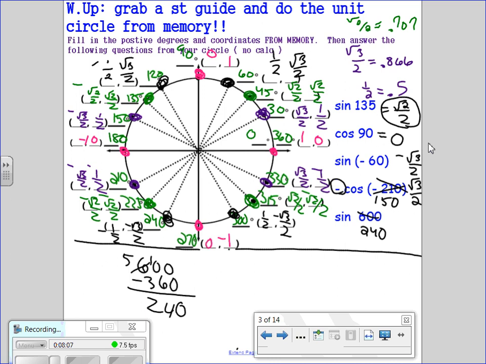Where's 240? Can you find it? It's right here, the third quadrant, black dot. So the sine value is the y value. Negative radical 3 over 2.